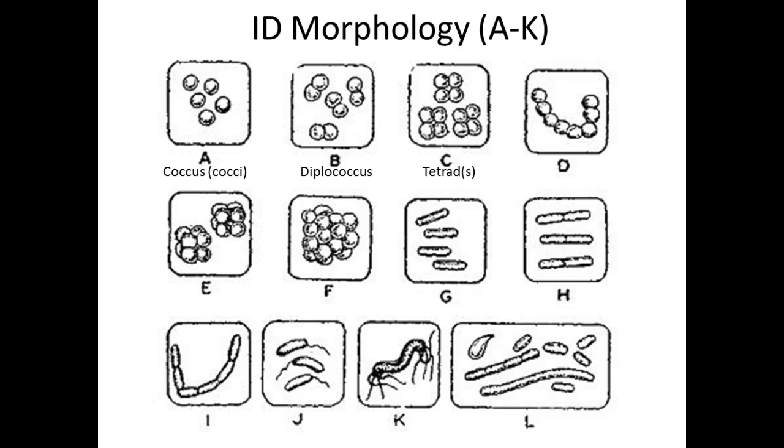The next one, you'll see they're staying together in a chain. And in this case, it's just one chain. The prefix that means chain is strepto. And so they're cocci, so in this case, streptococcus. If we had multiple chains, streptococci.